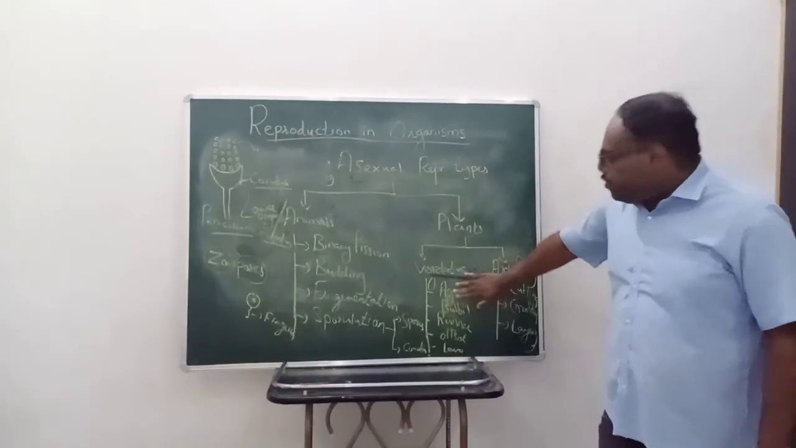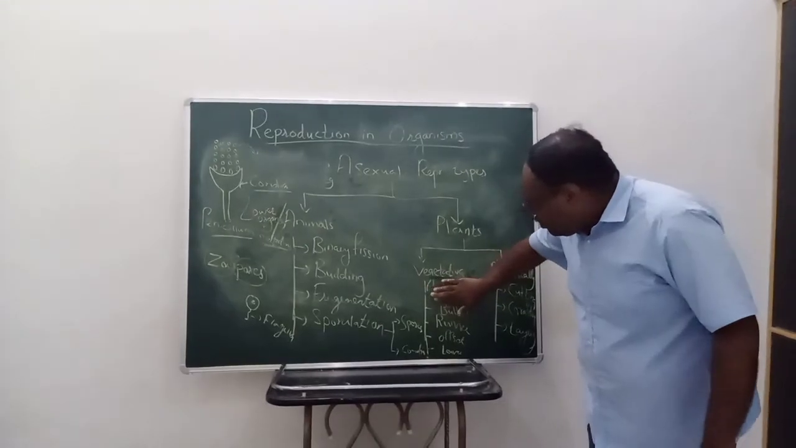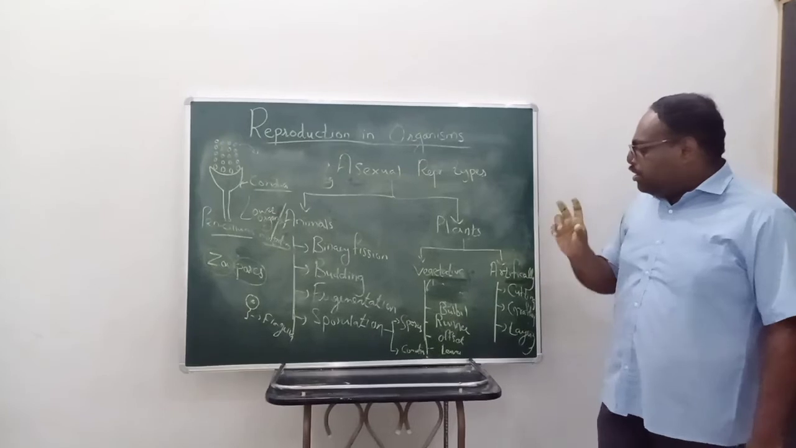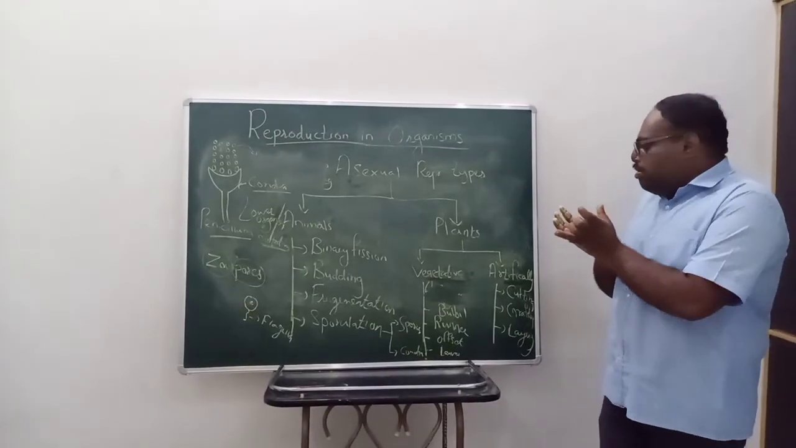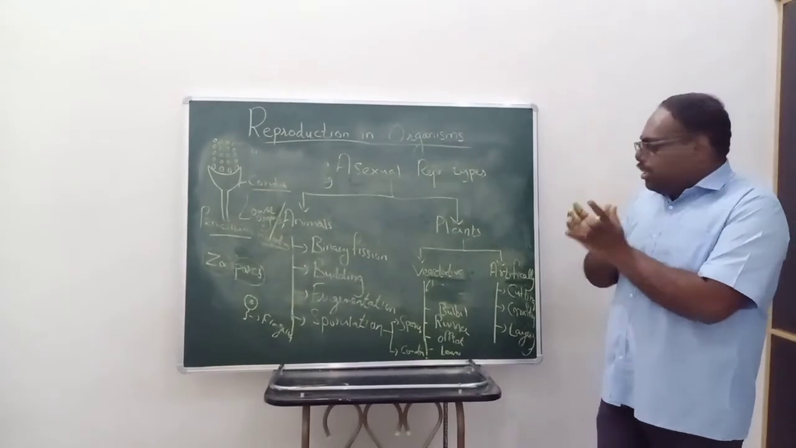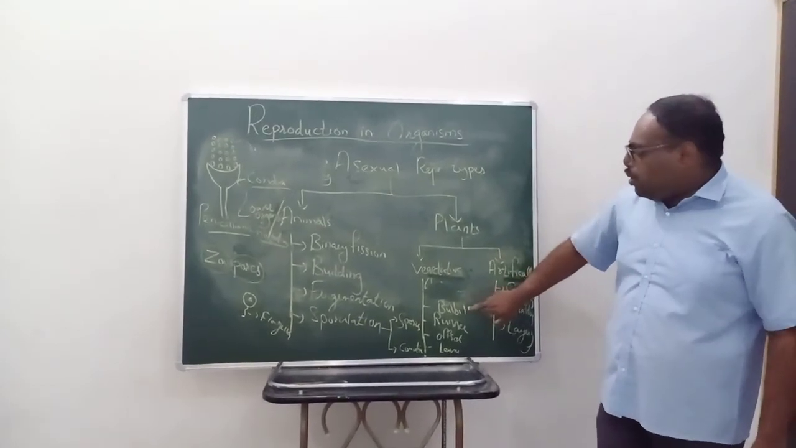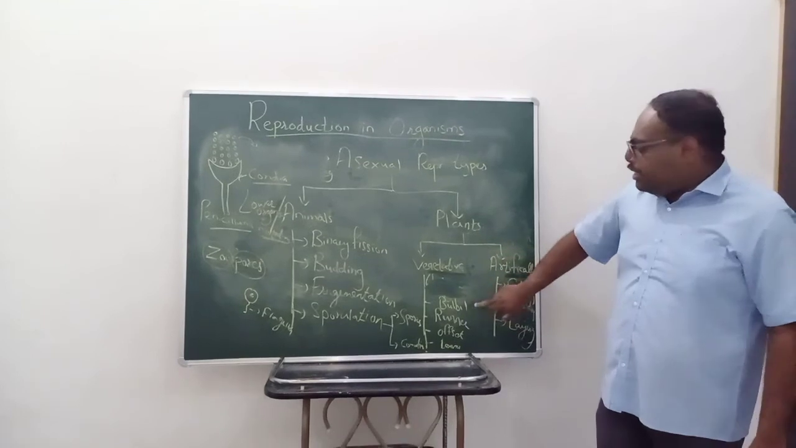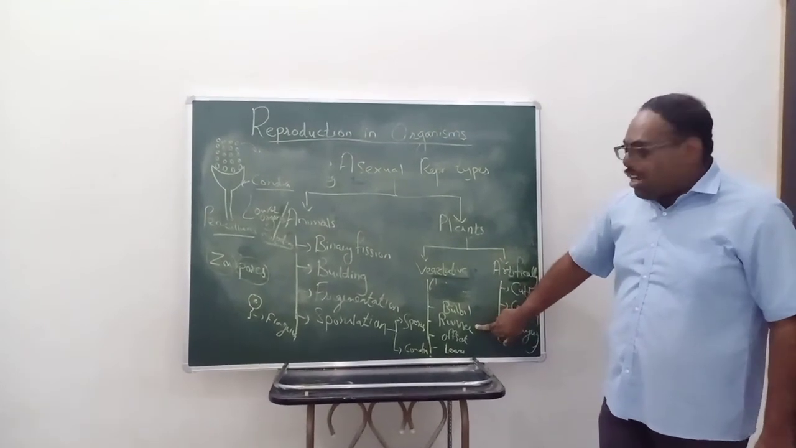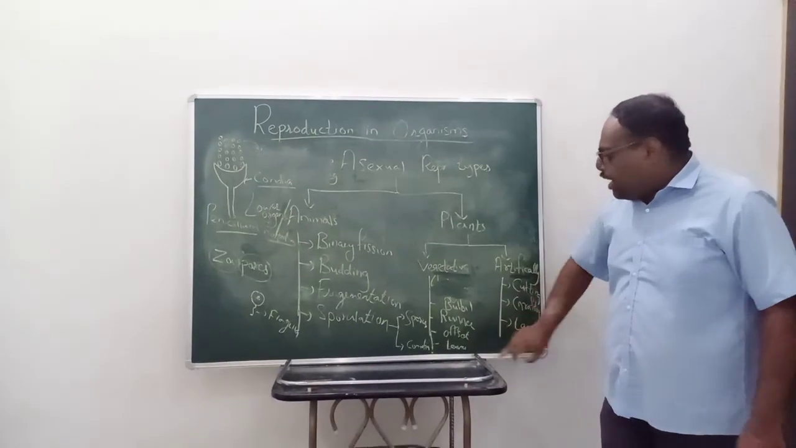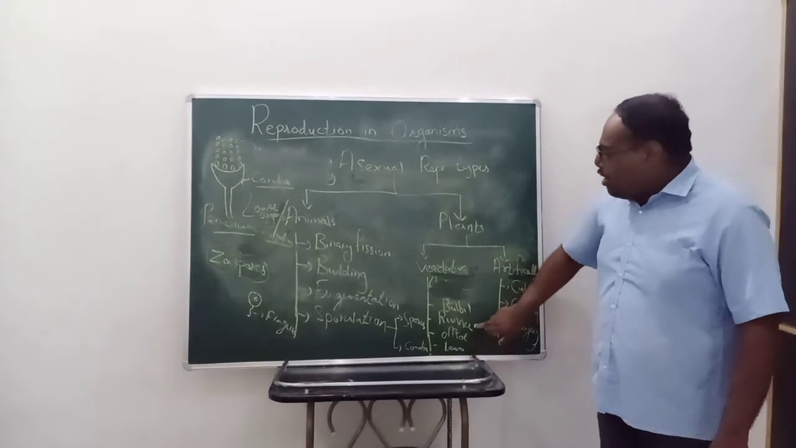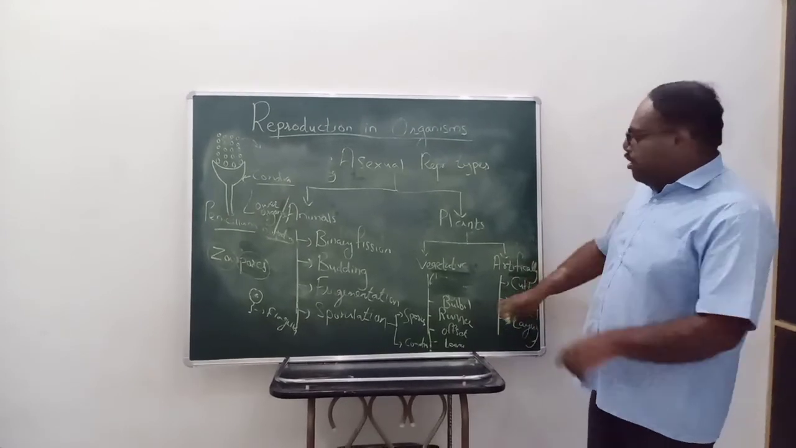One is known as the bulbil. Bulbil means the plant part will look like a bulb, and this part will grow into another plant. The best example for this is agave. Next is runner. What is the difference between runner and offset? What is the difference between runner and offset?